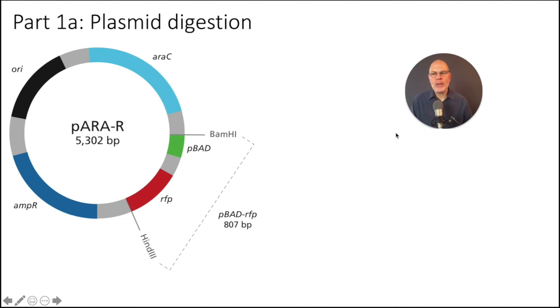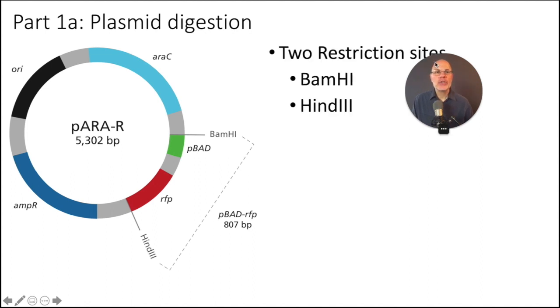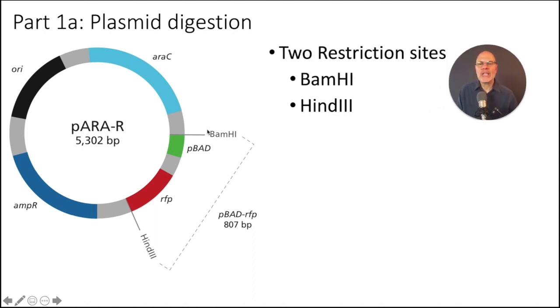Let's talk about what we can do now that we know about restriction enzymes. So the first part of this lab involves plasmid digestion. What I want to point out is that the engineered plasmid that we're working with, pARA-R, has two restriction sites. One's called BamHI, one's called HindIII. Those are named for the bacteria where they were first isolated. So BamHI makes a cut over here, and HindIII makes a cut over here.